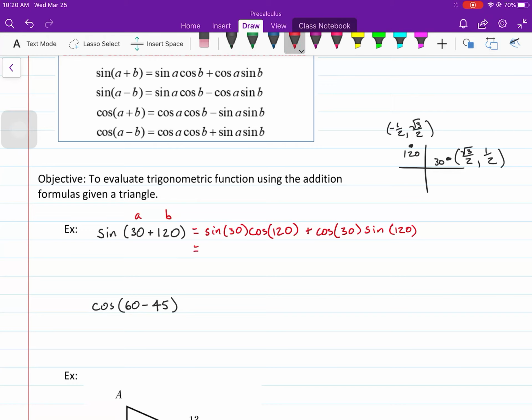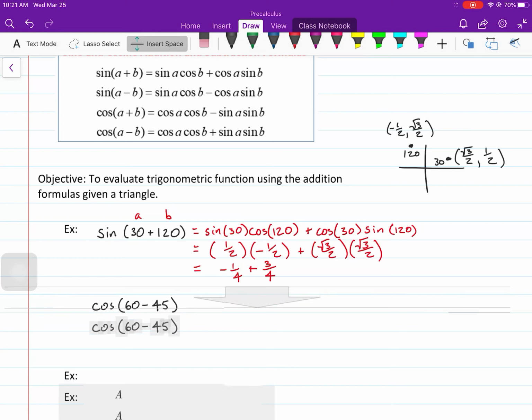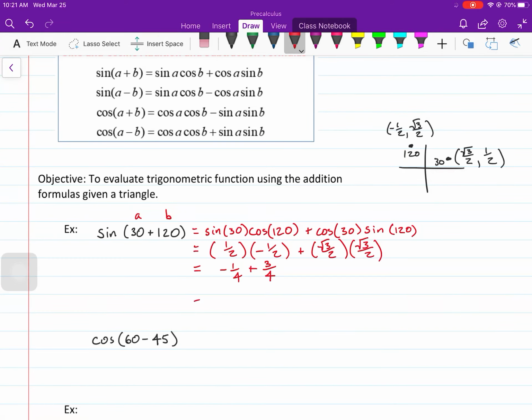So sine of 30 becomes 1/2. Cosine of 120 becomes negative 1/2. Plus cosine of 30 is square root of 3 over 2, and sine of 120 is square root of 3 over 2. From PEMDAS, we're going to multiply first, so this is negative 1 over 4, plus square root of 3 times square root of 3 is square root of 9, which is just 3, over 2 times 2 is 4. That is going to be 2 over 4, or 1/2.